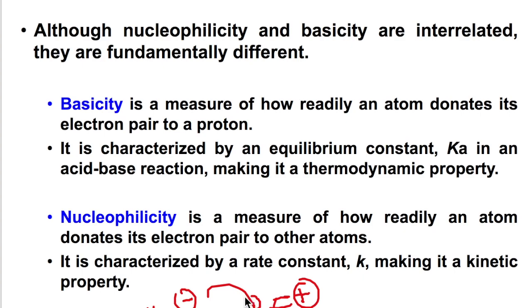So what I can tell you about nucleophiles is when a nucleophile is strong, the reaction will happen fast. And when the nucleophile is weak, the reaction will be slow. Right? So you see, it's characterized by a rate constant. So it has to do with time, with how fast it goes. It's related to kinetics. So that's why we talk about fast and slow.